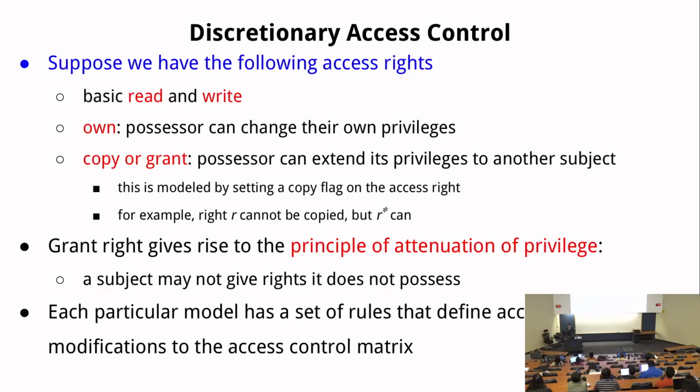For example, if a right can be copied to someone else, then we can add something. We can just specify that it can be given to someone else. So granting rights to someone else gives rise to the principle of attenuation of privilege: a subject may not give a right it doesn't possess, it doesn't have.